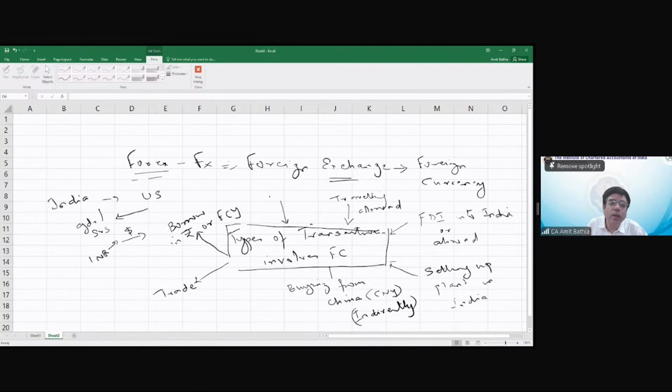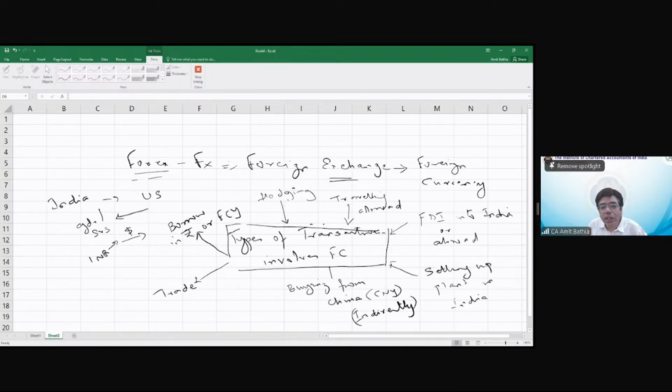And how do you cover that risk or exposure? That exposure is managed through something known as hedging, right? Hedging. Now, these are the total areas that we are going to cover in this particular module, because we are essentially going to cover what is hedging, which is basically part of risk management, right?